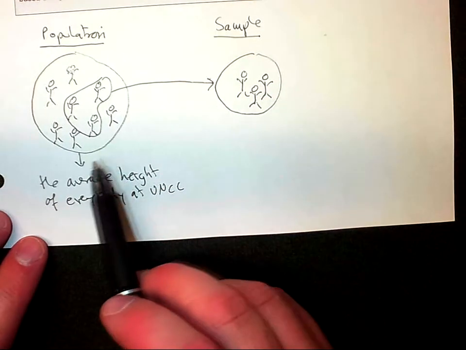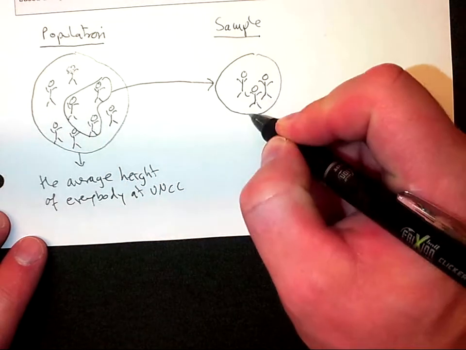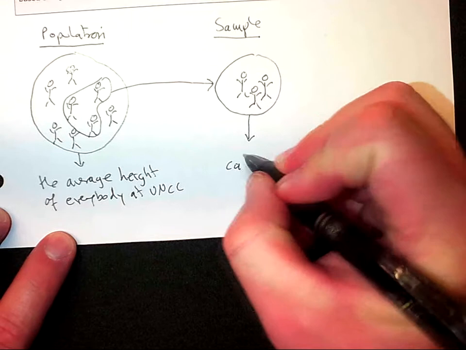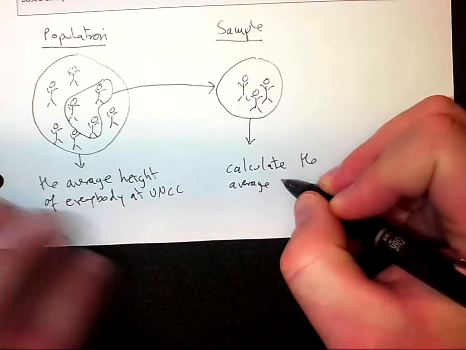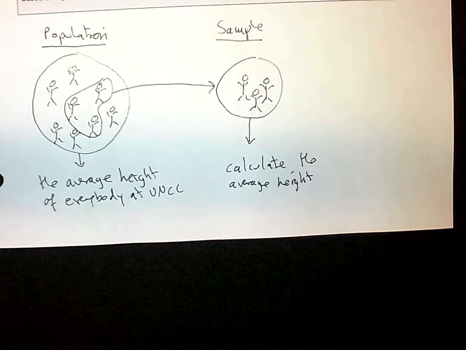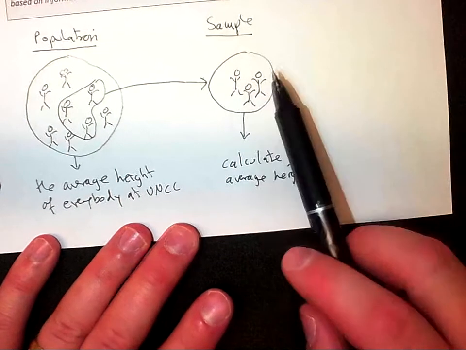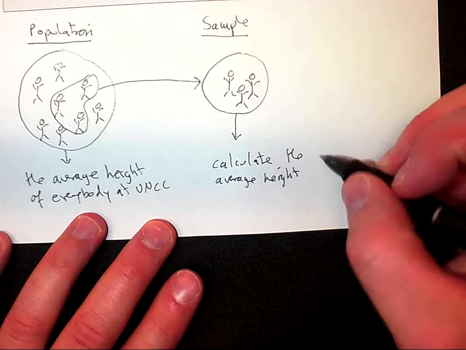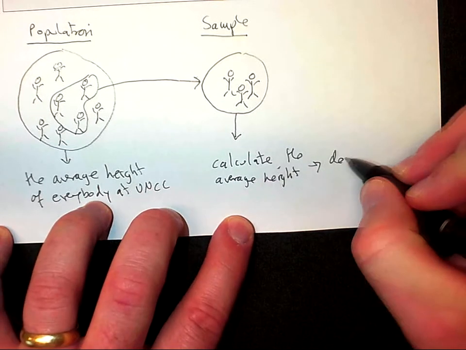But we know that if we're trying to figure out the average height of everybody at UNCC, we're not going to go and measure everybody's height. We're going to take some sample, and then what we're going to do is calculate the average height in the sample. So we don't know this over here, the average height of everybody at UNCC. But if we take a sample of people and we calculate this average height, well, then we definitely know this. So this right here, this number, this is going to be descriptive statistics.